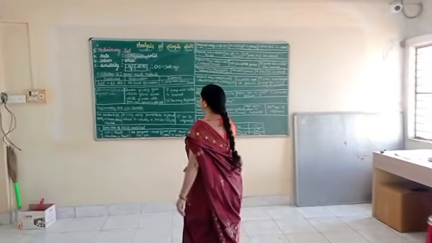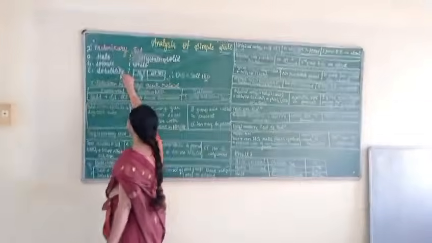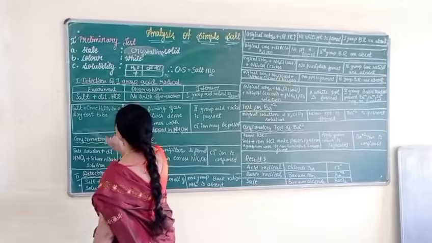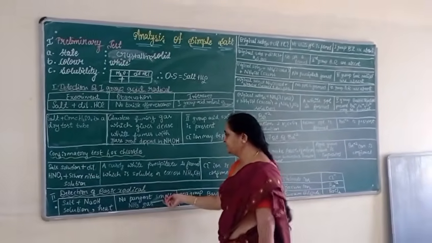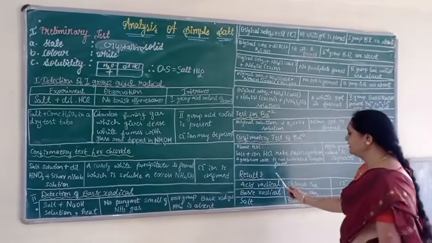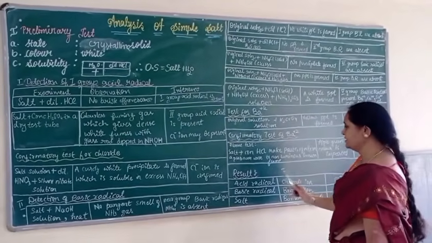Salt analysis can be done in 3 steps. First step, preliminary test. Second step, detection of acid radical. Third step, detection of basic radical. Finally, we have to write the report or result.